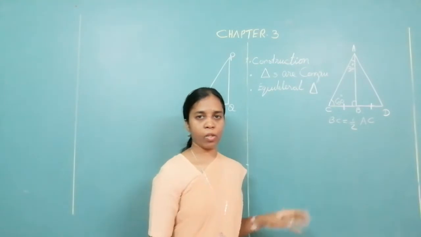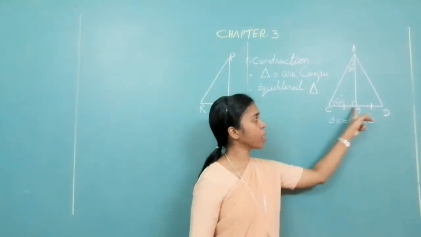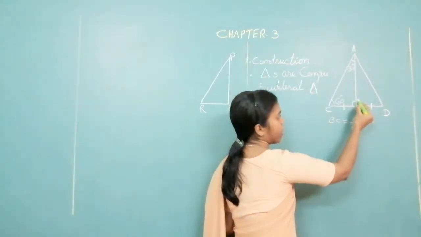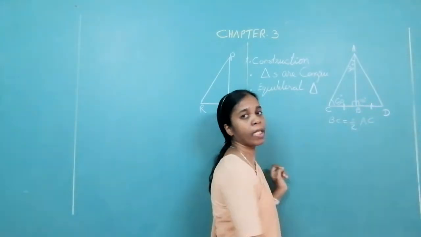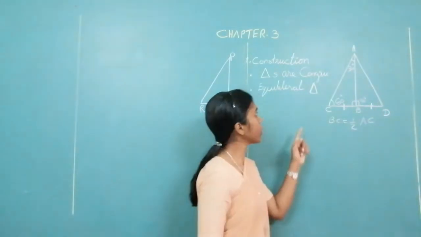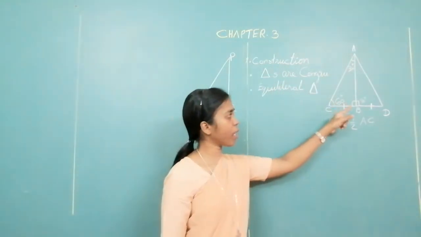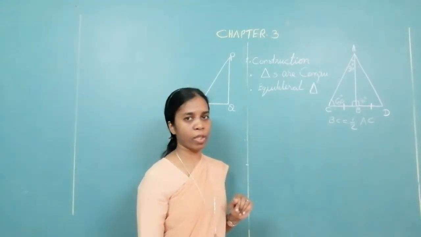We have done the construction. What was the construction? Extending CB to D in such a way that BC is equal to BD. Now, if this angle is 90 degrees, this also will be 90 degrees because this gives you a linear pair. Now what is the second part? To show that the triangles are congruent. Now we have 2 triangles over here, and we have to show these 2 triangles are congruent.